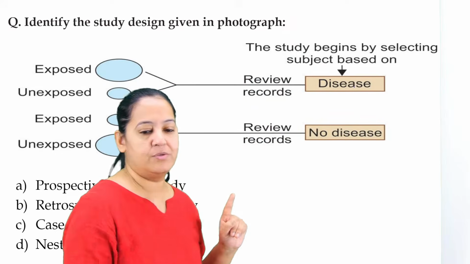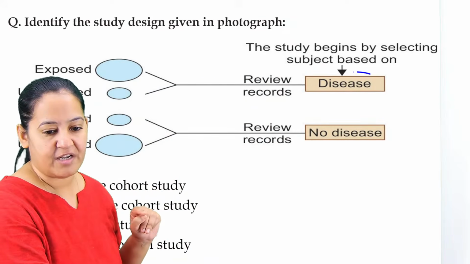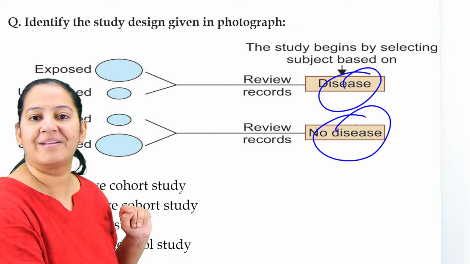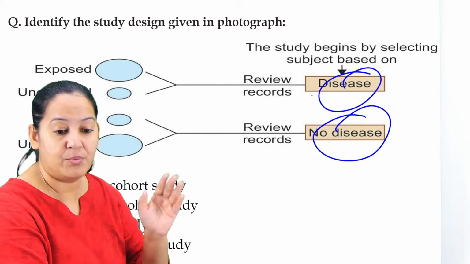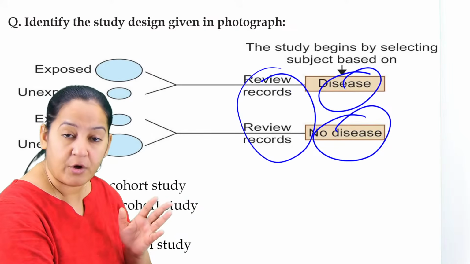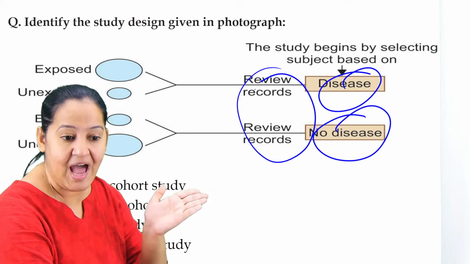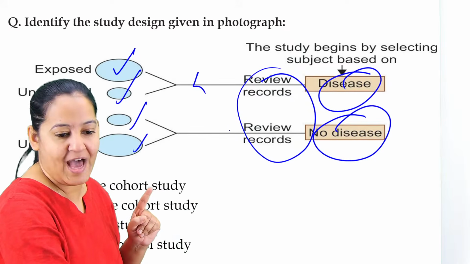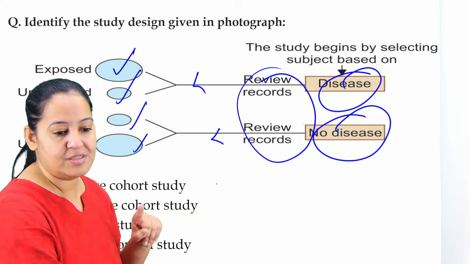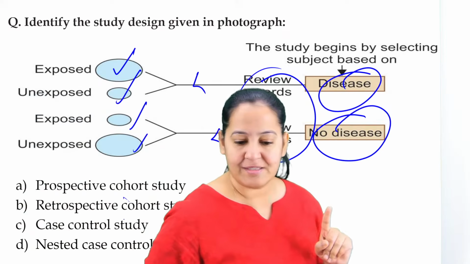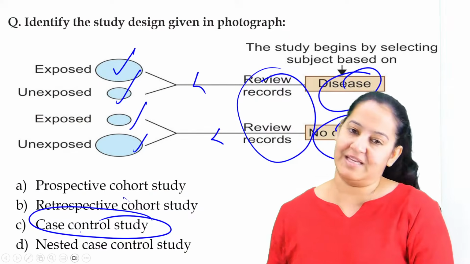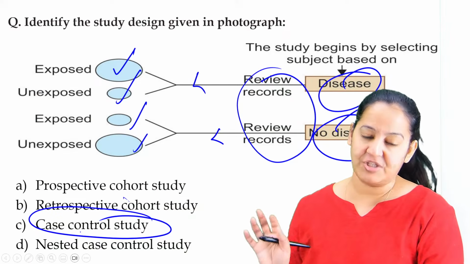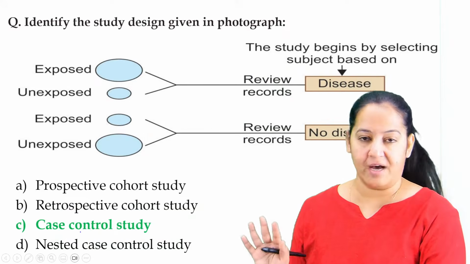So in this you see what is the starting point. We are starting with 100 diseased, 100 non-diseased, and we are going in the past. We are reviewing the records. Look at the arrows, and we are looking for the exposure: present, absent, present, absent. We are going in the past. So this study is a typical case control study. It is a pattern of the case control study. So this type of questions are very, very commonly asked, in which they ask you the pattern.